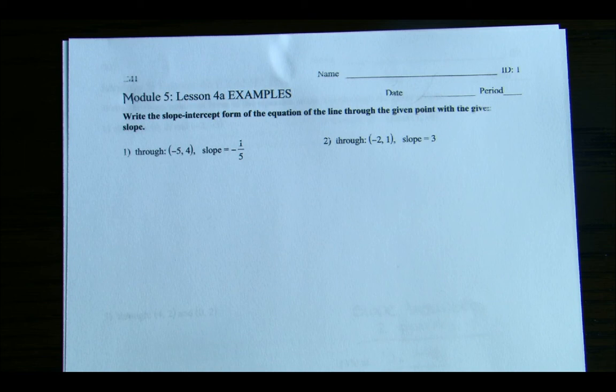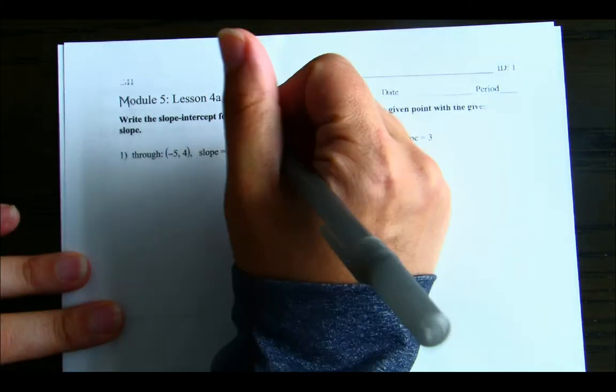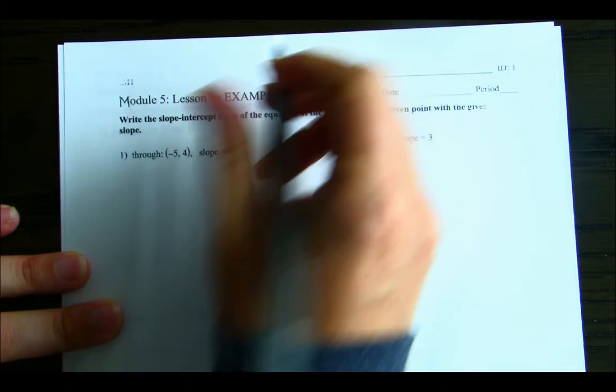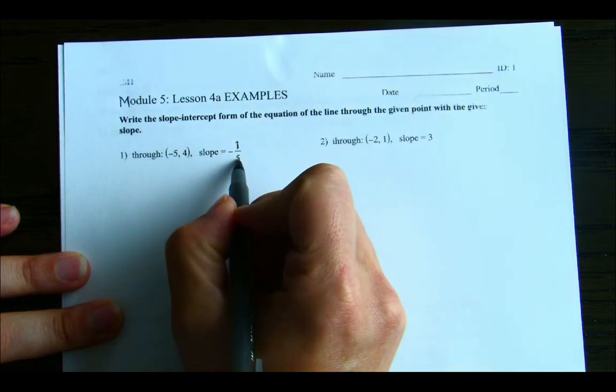For this lesson, we are going to be going over how to find an equation of a line given a point and a slope. So for this first one, we have our slope is -1/5.